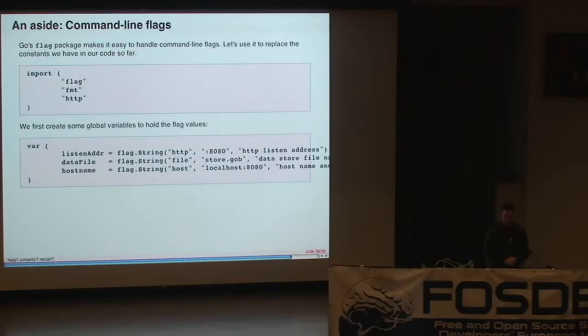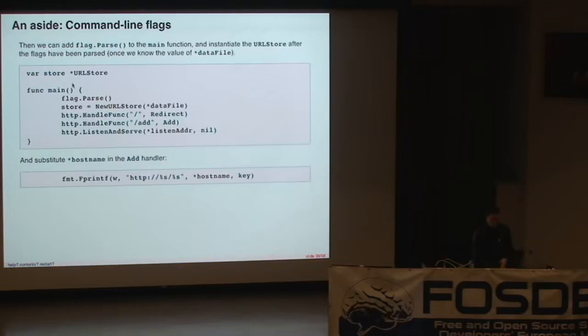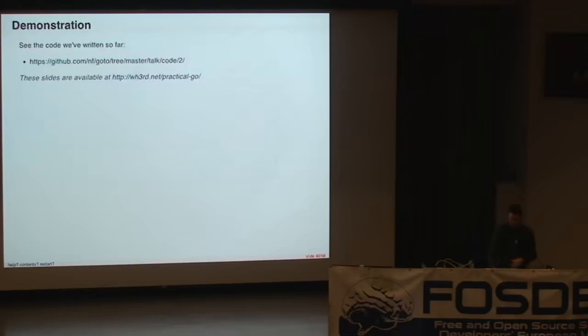So just very briefly, in this program already, there's a lot of magic numbers, a lot of constants. I want to replace them with command line flags. I can import the flag package and set up a bunch of global variables. The one thing I have to be sure to do is call flag.Parse at the start of my main function to read the command line options and set these global variables to their respective values. And I need to move my initialization of new URL store into the main function so that I can refer to my now passed command line flag. And similarly, we update the listener address and the host name in the add handler. But I'll quickly demonstrate, or will I?